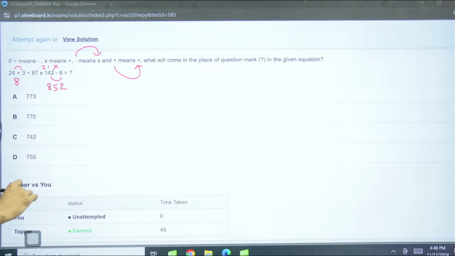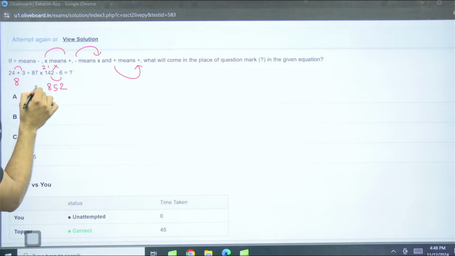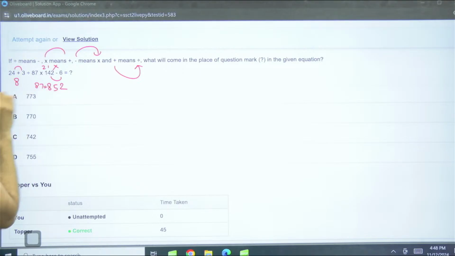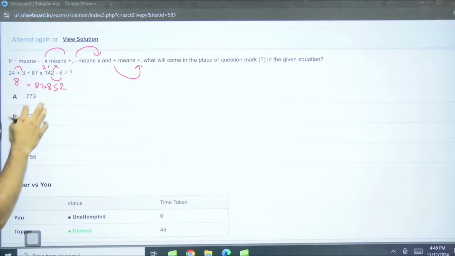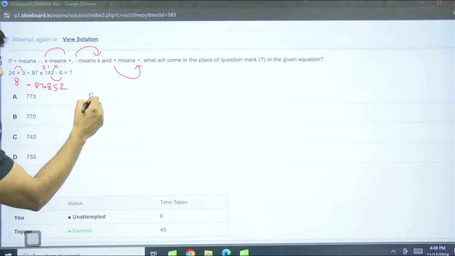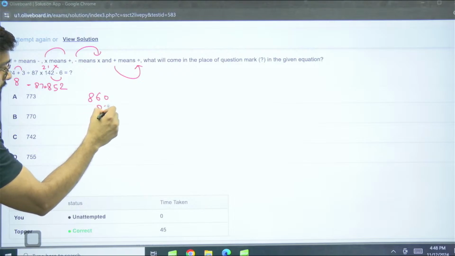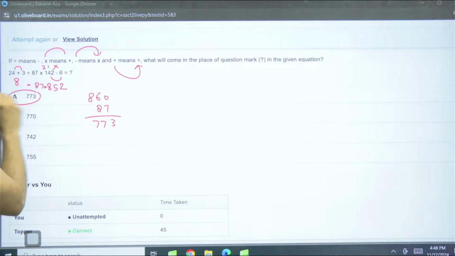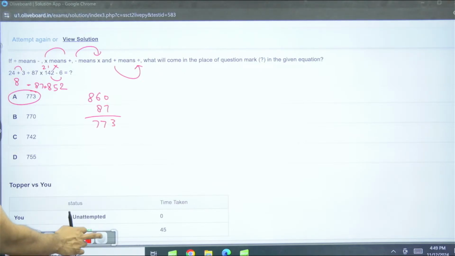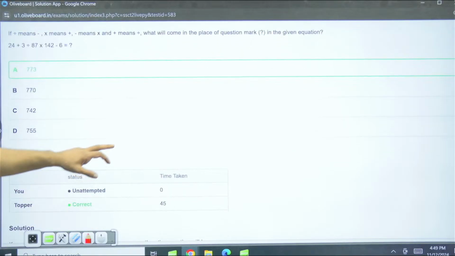Now multiply means plus. So this will become plus, 87 plus 852, and this divide will turn minus. So 8 minus 87 plus 852. 852 plus 8 is 860, and 860 minus 87 will be 773, which is option number A. Let's mark option A. 773 is the right answer.